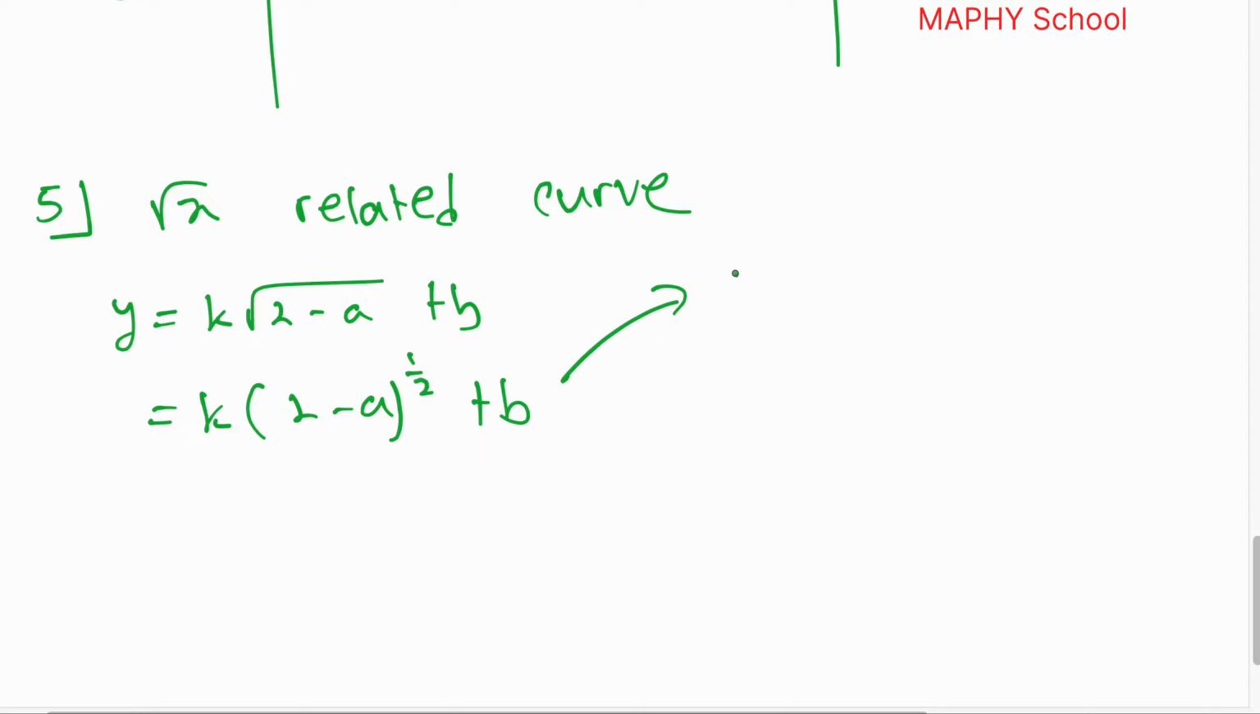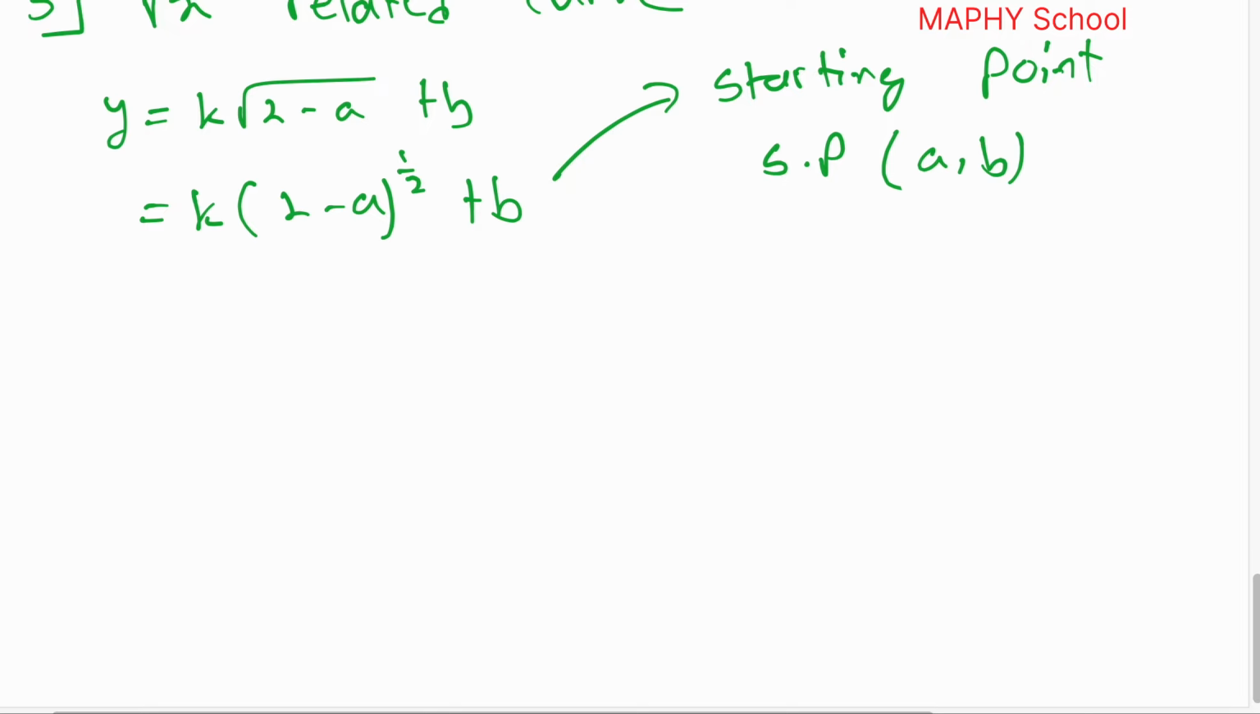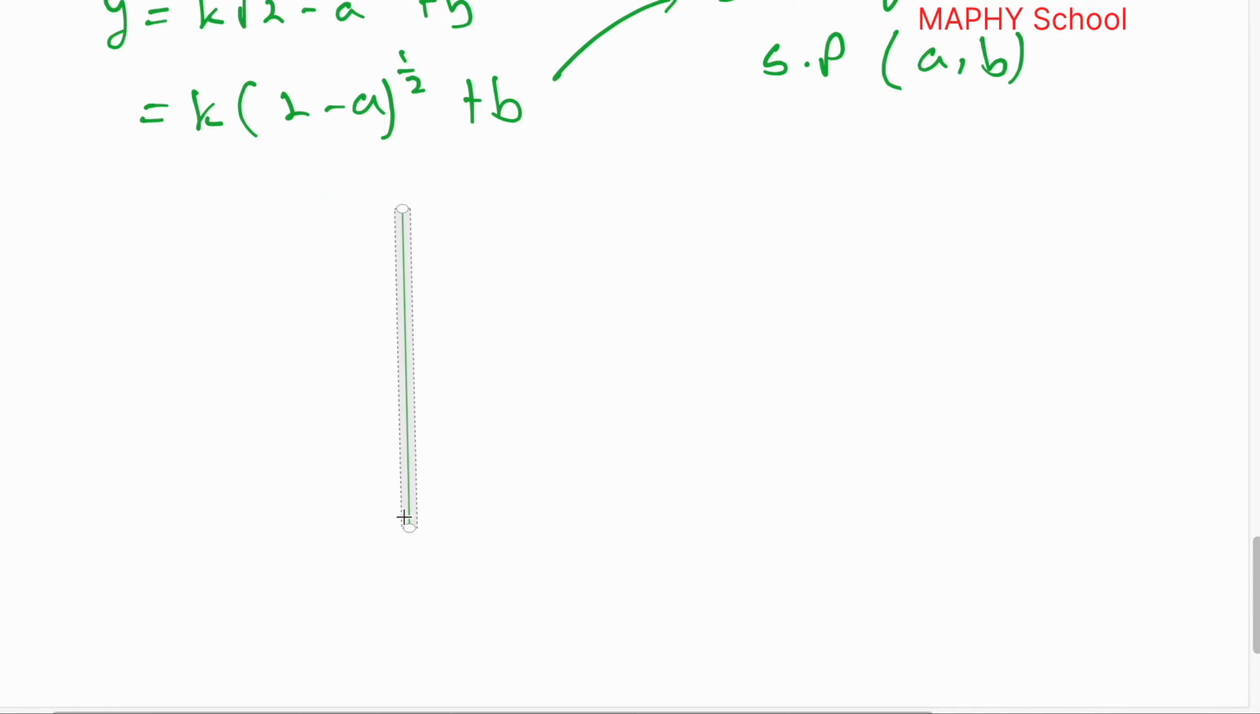Okay, so here the starting point, or we can write it SP, that will be (a, b). Similar rule, x minus a equals 0, that means x equals a, and b. So here we can draw the curve. The y-axis, then the x-axis.